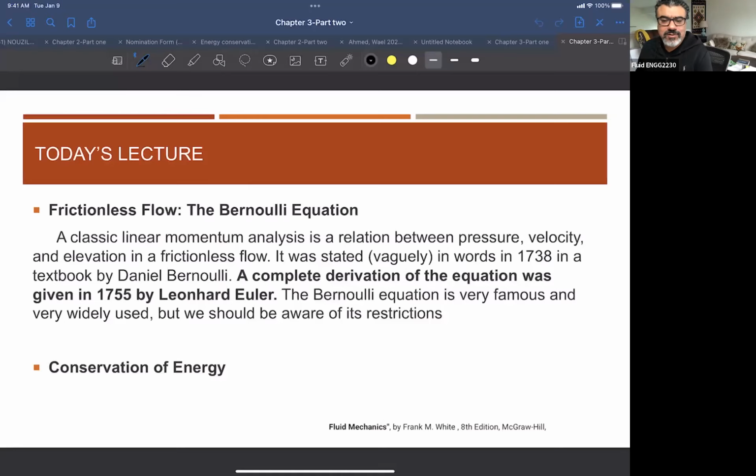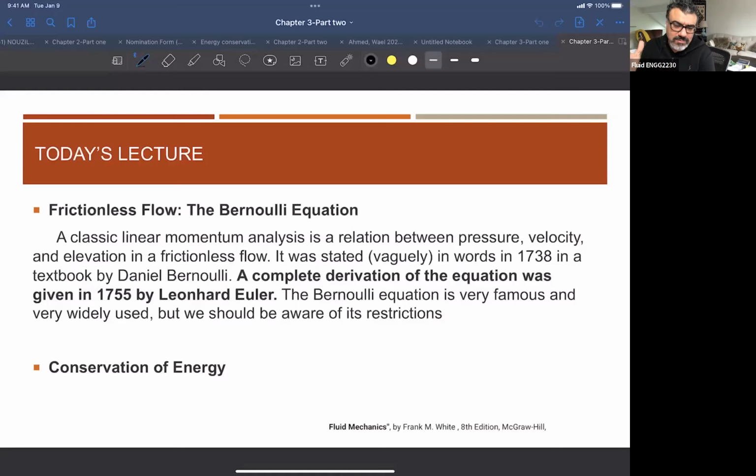Anyway, let me remind you. We talked about something called ideal flow last time. It's friction. Thank you, Matthew. Okay, it is talking about friction. So ideal flow never exists.